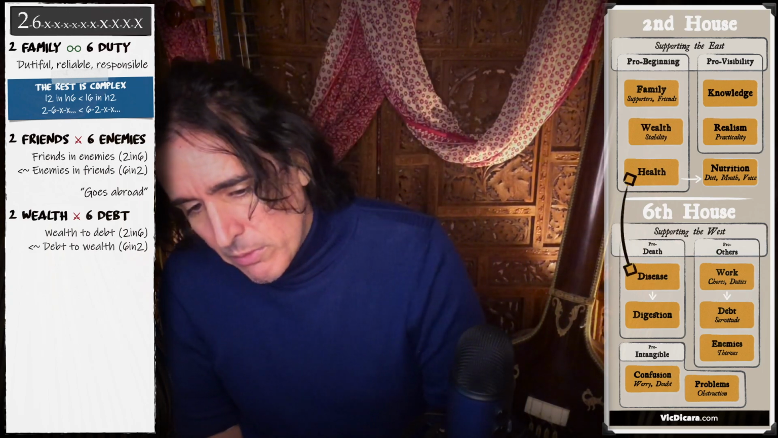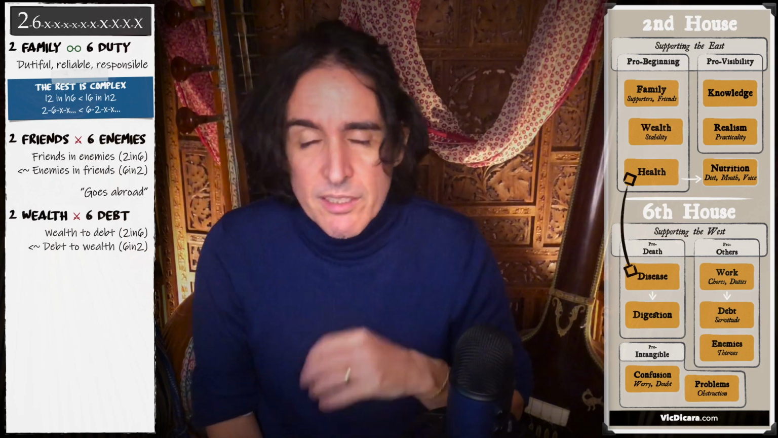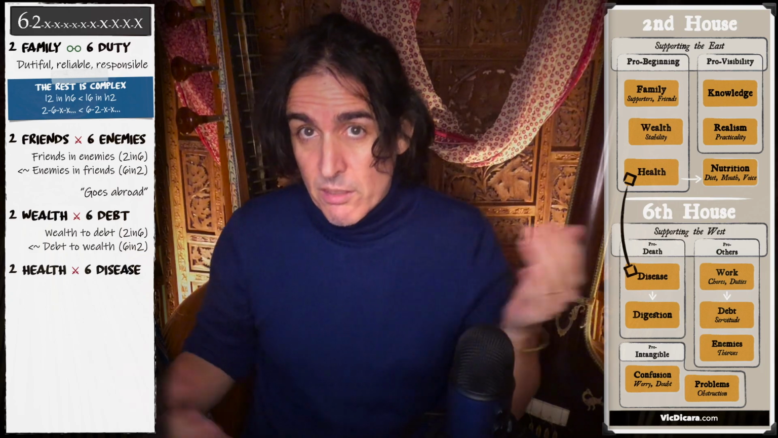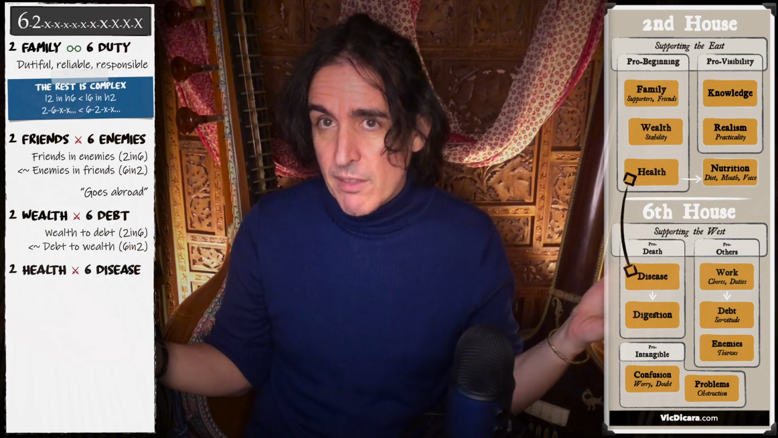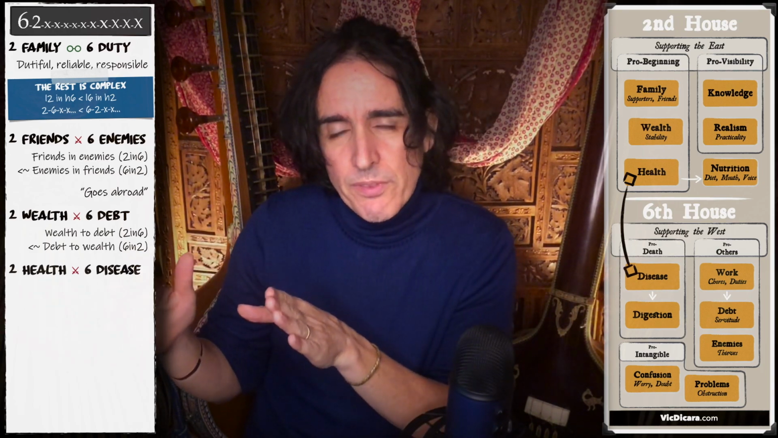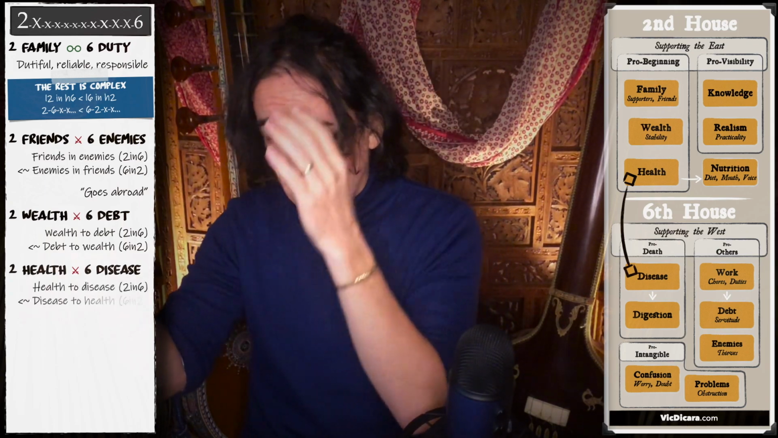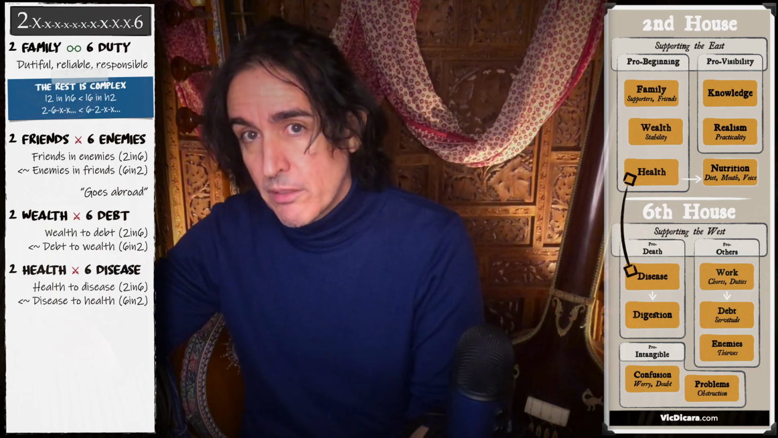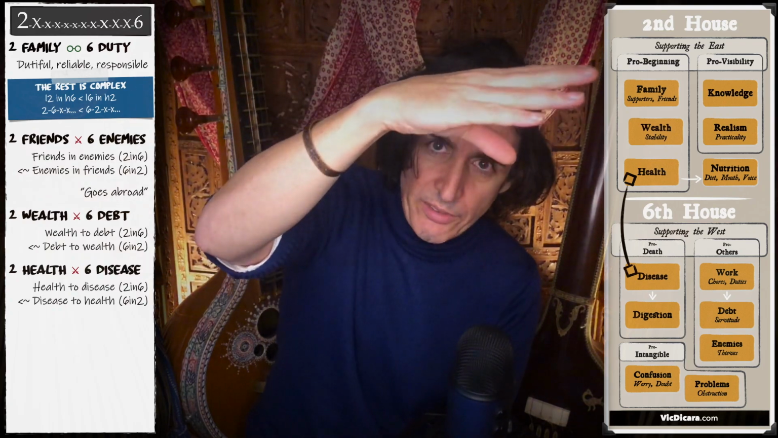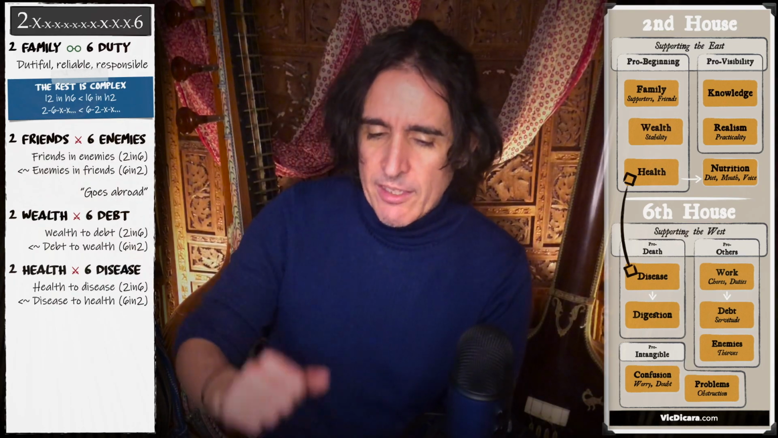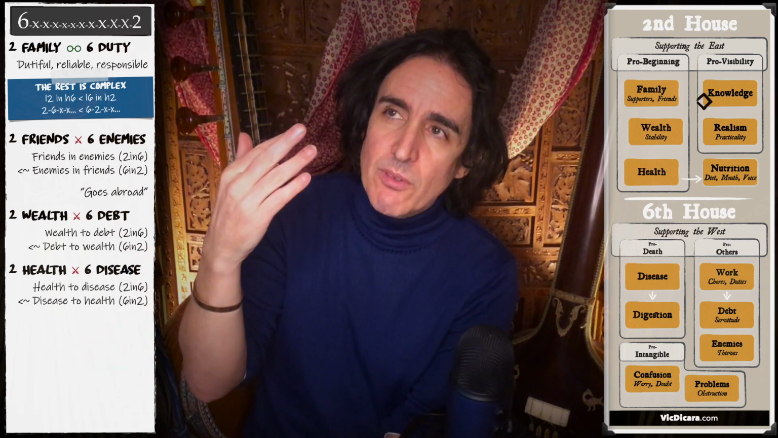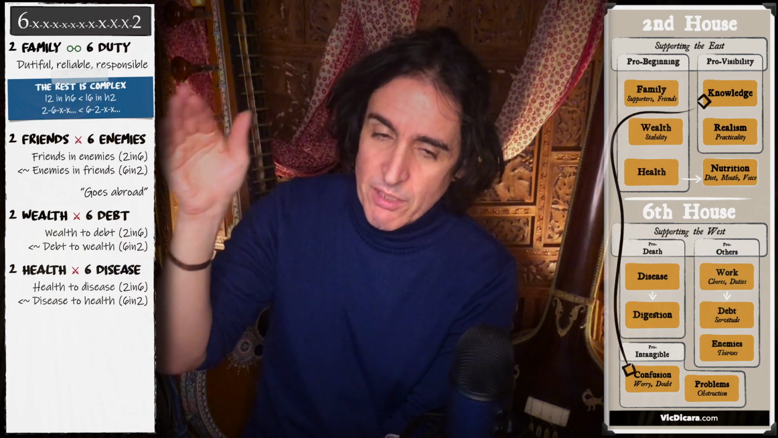Another thing that could possibly make this clear for you is that the second house represents health and the sixth house represents disease. So here you got a clash. They're both the opposite things. A basic rule of thumb is that if 2 is going to 6, it indicates illness. Your health has gone to disease. But if 6 is going to 2, then the disease is going to health. And then we have the one final thing to mention: the second house represents knowledge and the sixth house represents confusion.